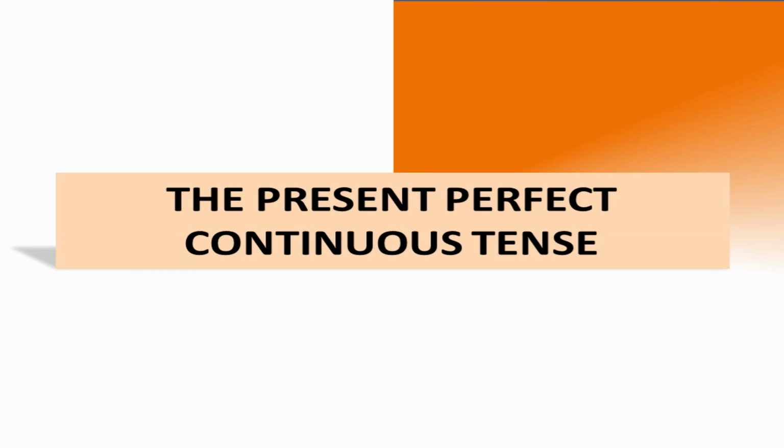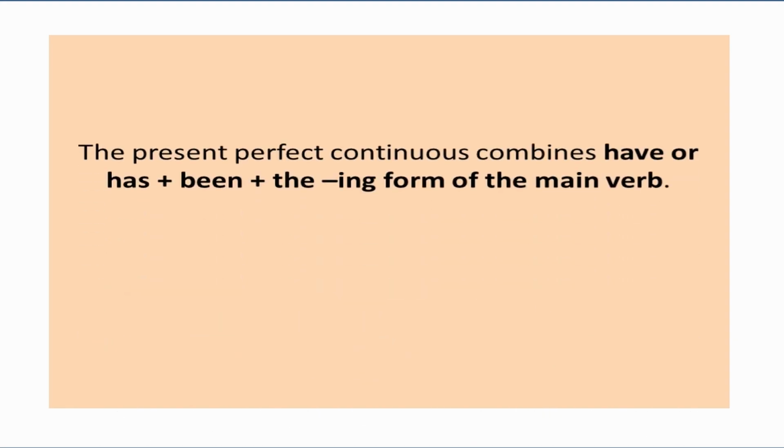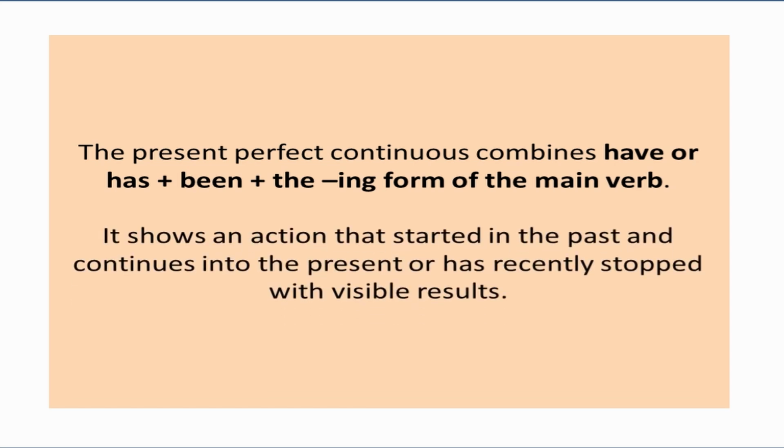The present perfect continuous tense. The present perfect continuous combines have or has plus been plus the ing form of the main verb. It shows an action that started in the past. I repeat, this present perfect continuous shows an action that started in the past and continues into the present or has recently stopped with visible results.